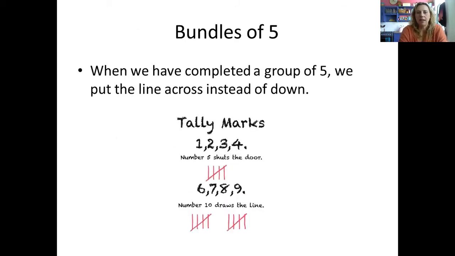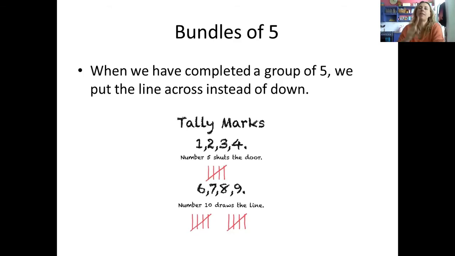So when we're doing our lines, you might have noticed that some of them have got a line that goes diagonally across like that. That's because when we do a tally chart, instead of just doing a long line of lots of sticks, every time we've done a set of 5, we put a little line across to make it easier to count up the total at the end. And there's a little rhyme that goes with it. If we draw them, we go 1, 2, 3, 4, number 5 shuts the door. 6, 7, 8, 9, number 10 draws the line.